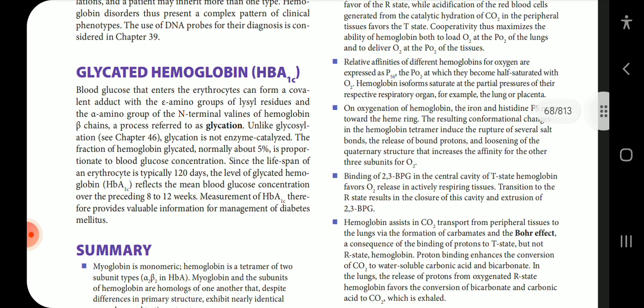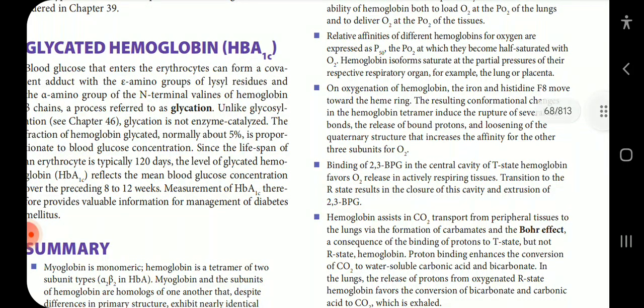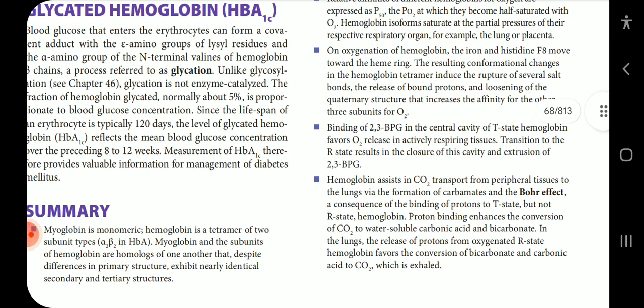Relative affinities of different hemoglobins for oxygen are expressed as P50, the PO2 at which they become half saturated with O2. Hemoglobin isoforms saturate at the partial pressure of their respective respiratory organ, for example, the lung or placenta. On oxygenation of hemoglobin, the iron and histidine F8 move toward the heme ring. The resulting conformational changes in the hemoglobin tetramer induce the rupture of several salt bonds, the release of bound protons, and loosening of the quaternary structure that increases the affinity of the other three subunits for O2.